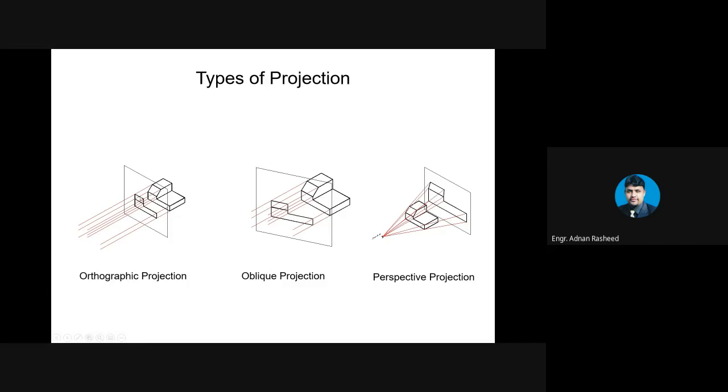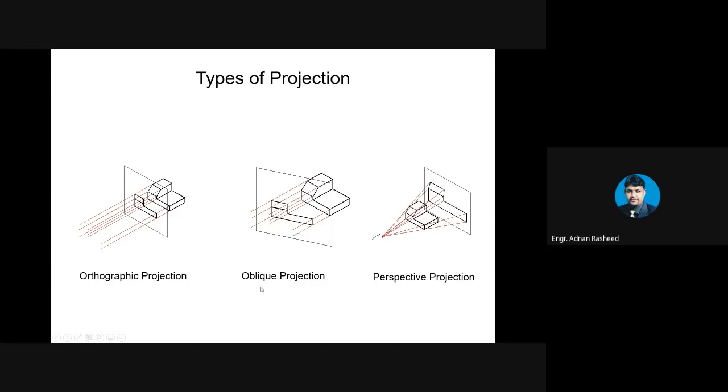In this example, you can see this is an example of orthographic projection. These projectors are perpendicular to this plane. And one more thing: if these rays are perpendicular to the picture plane, all these projectors will be parallel to each other. So again, orthographic projection is that type of projection in which the projection is formed by projectors perpendicular to the picture plane. The image formed is known as orthographic projection.